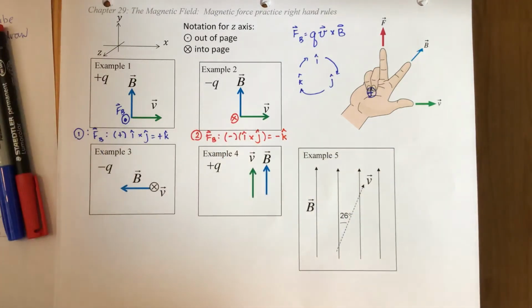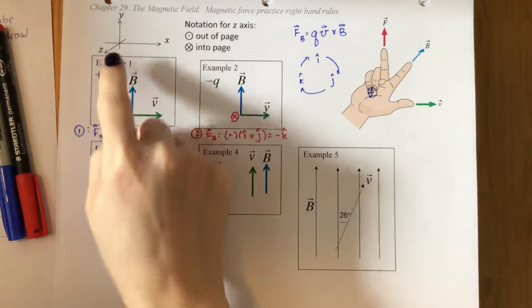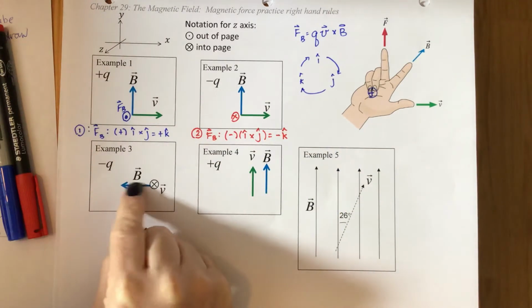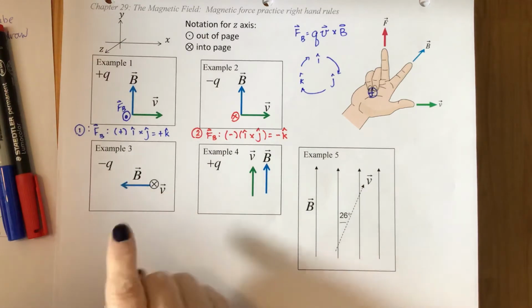Number 3, V is shown by the X, that's into the page, that's going to be negative Z. B is to the left, so that's negative X, and we have a negative charge. So let's use our right-hand rule. V goes into the page.